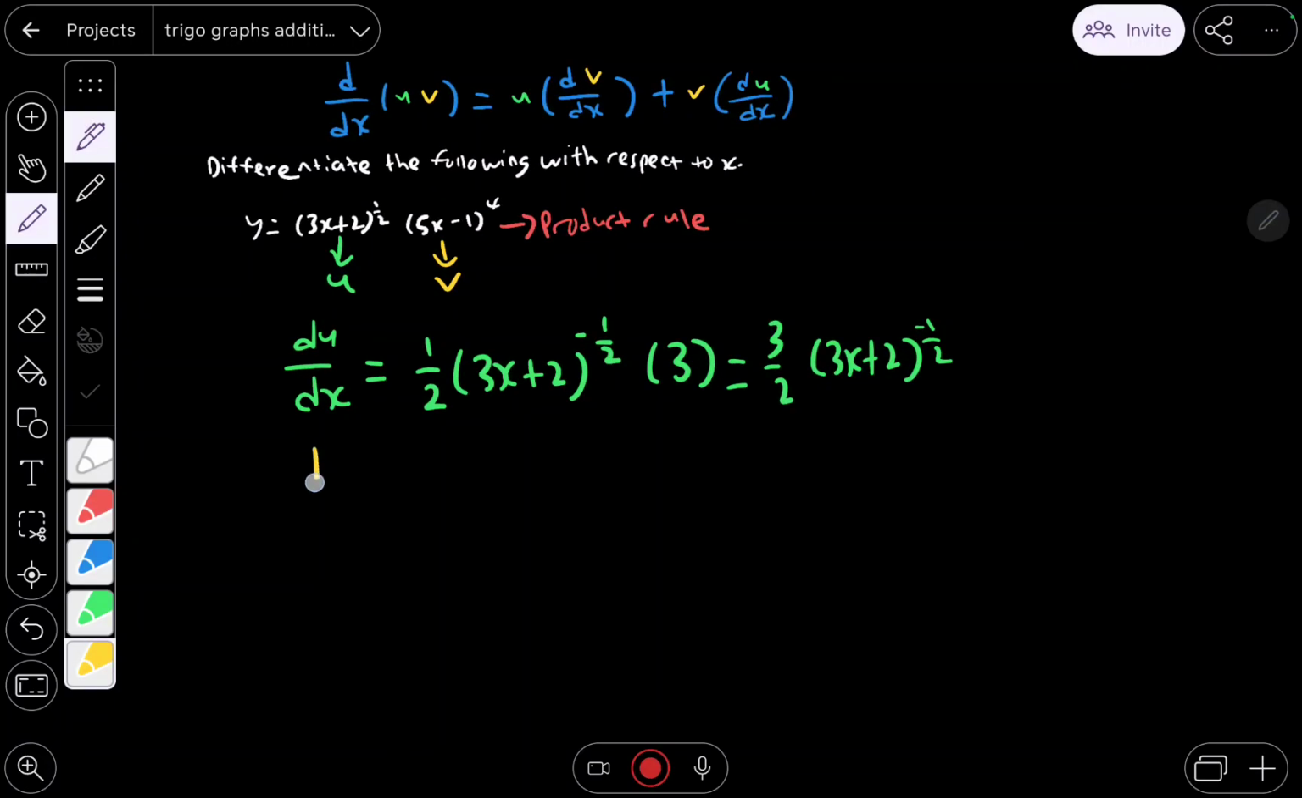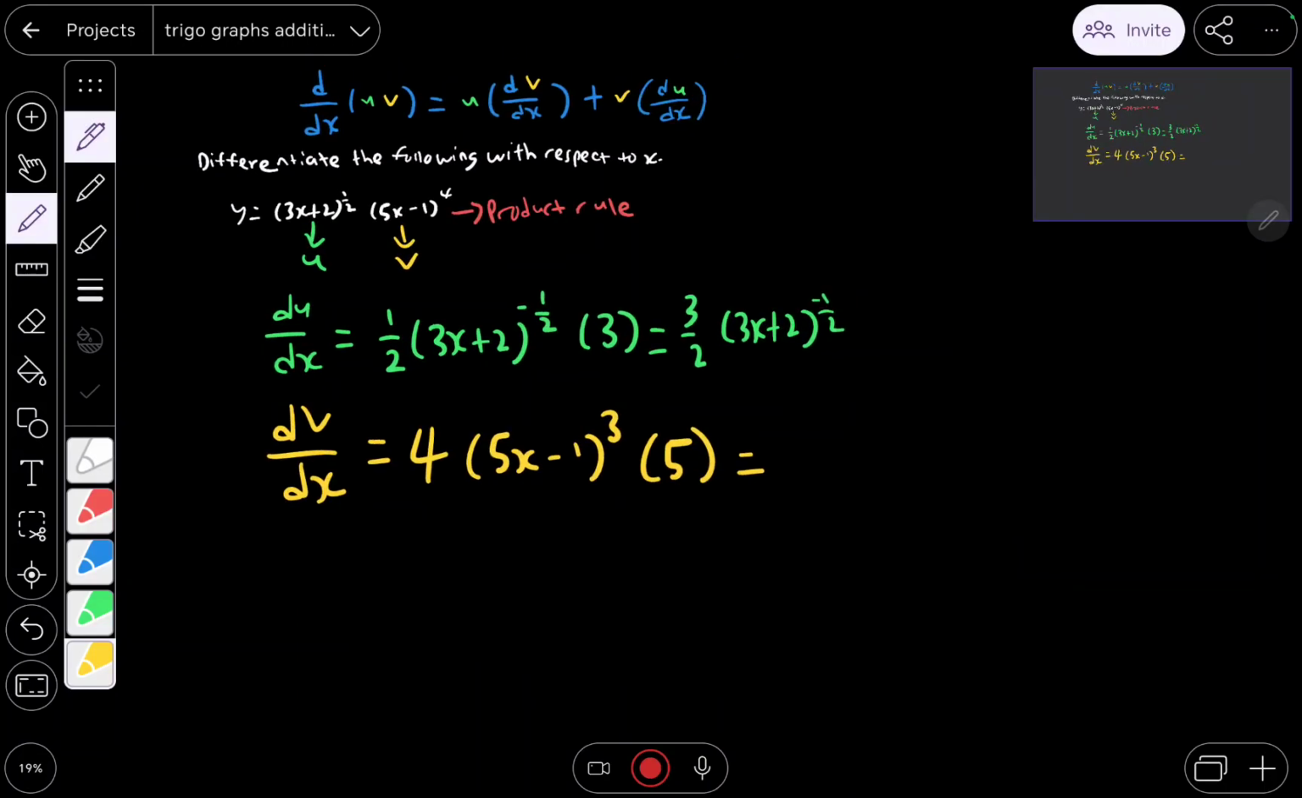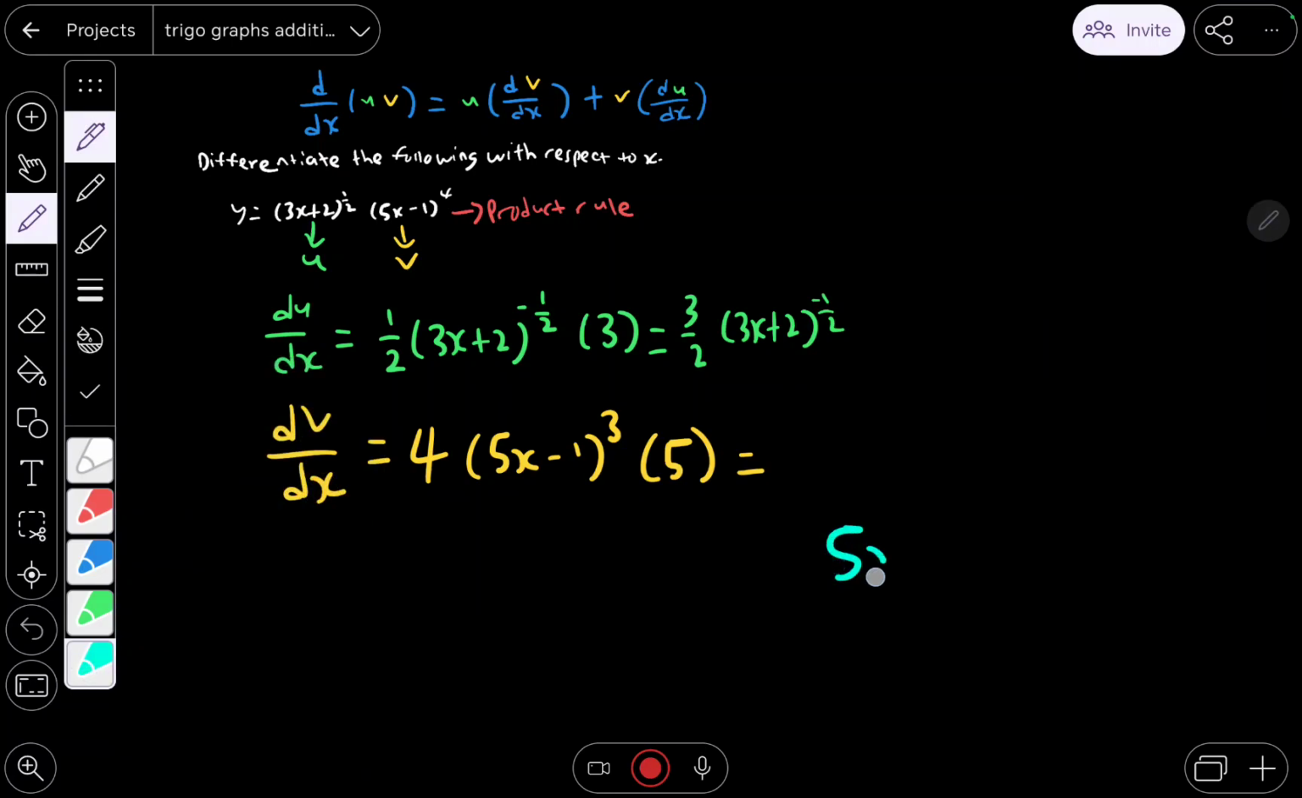And now let's write our dv over dx. So we differentiate v in terms of x. Chain rule again, power number comes down, power number minus 1. So 4 minus 1 is 3, right? And we differentiate the inside bracket, we get a 5. Why 5? Because for 5 and 3, they are similar, just that the numbers change. Why 5? Because 5x, right? There's an invisible power 1 here.